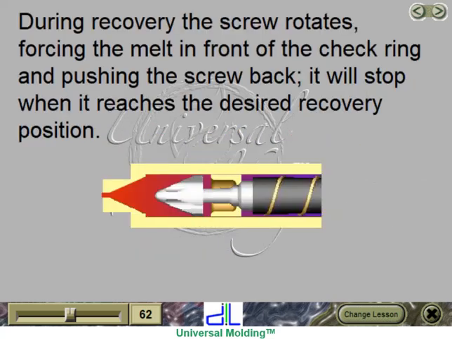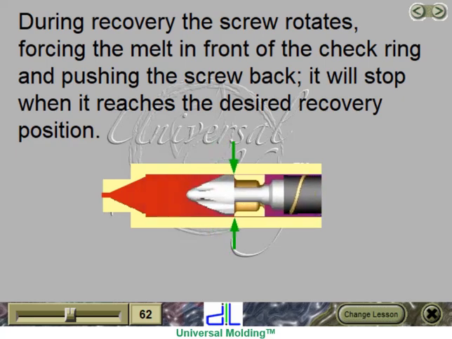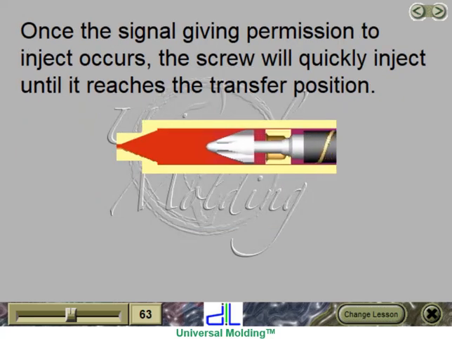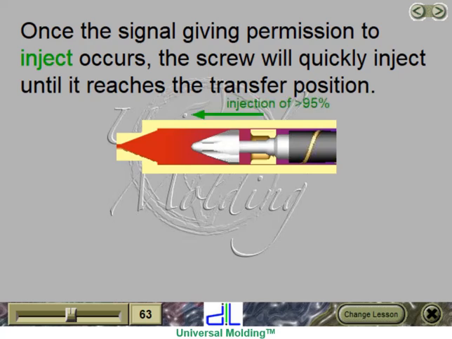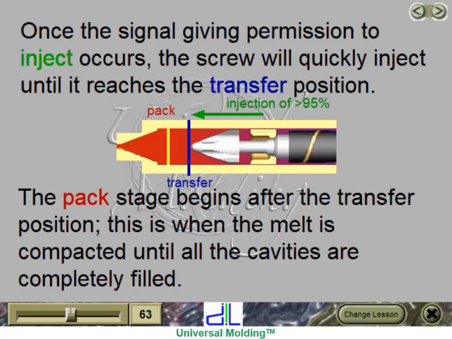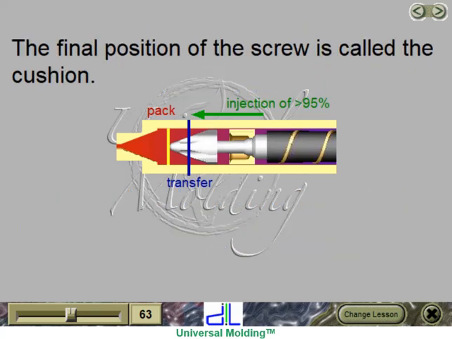Let's review. During recovery, the screw rotates, forcing the melt in front of the check ring and pushing the screw back. It will stop when it reaches the desired recovery position. Once the signal giving permission to inject occurs, the screw will quickly inject until it reaches the transfer position. The pack stage begins after the transfer position. This is when the melt is compacted until all the cavities are completely filled. The final position of the screw is called the cushion.